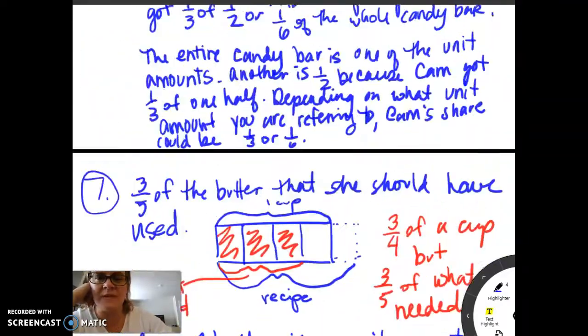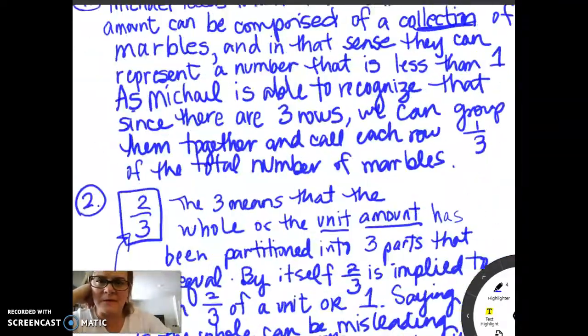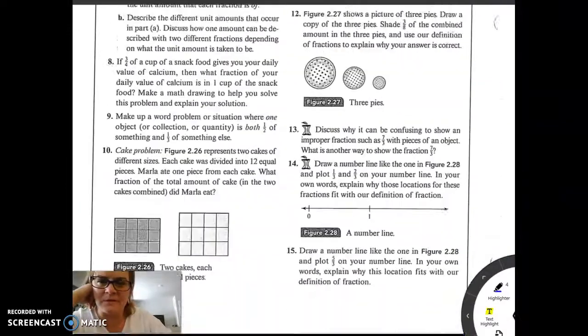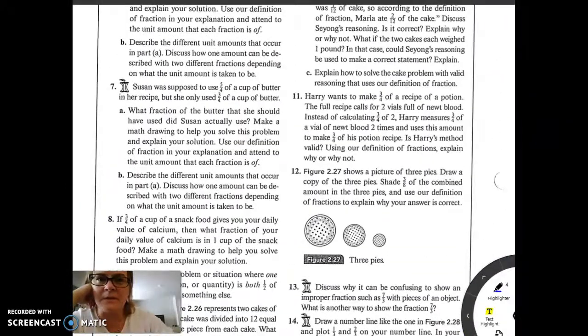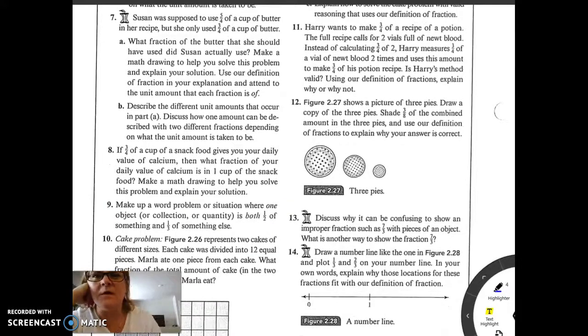All right, number 7 is not too far off of that. It's the butter problem. You're going to see lots of butter problems throughout the semester. Susan was supposed to use 5/4 of a cup of butter in her recipe, but she only used 3/4 of a cup of butter. So we're going to figure out what fraction of the butter that she should have used did she actually use.